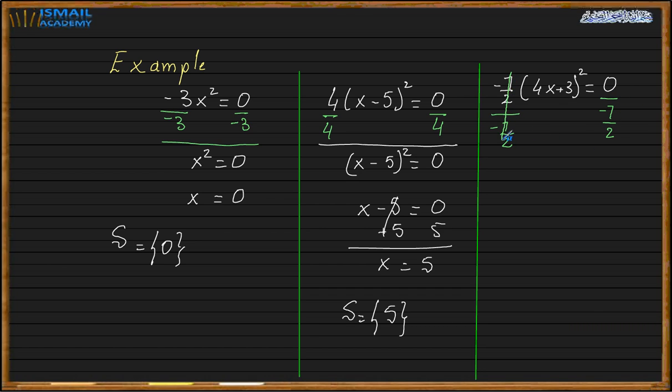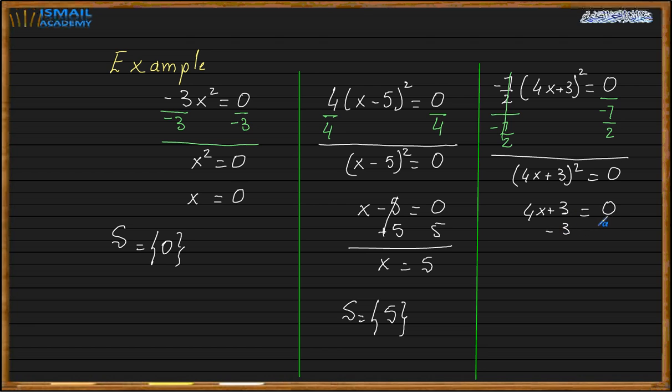So this will cancel out, and what's left is 4x plus 3 squared equals 0. Again, anything squared equals 0, that means the value inside is 0. So, which means that 4x plus 3 equals 0. Now it's become a linear equation.